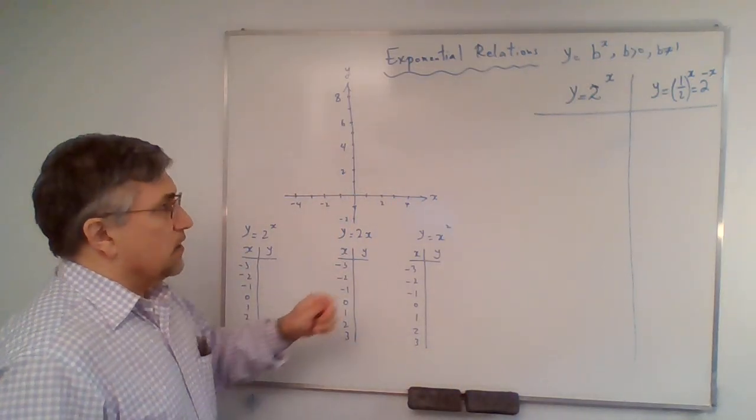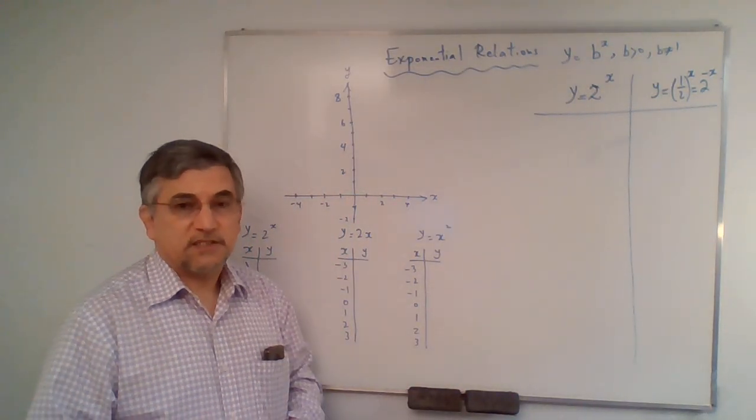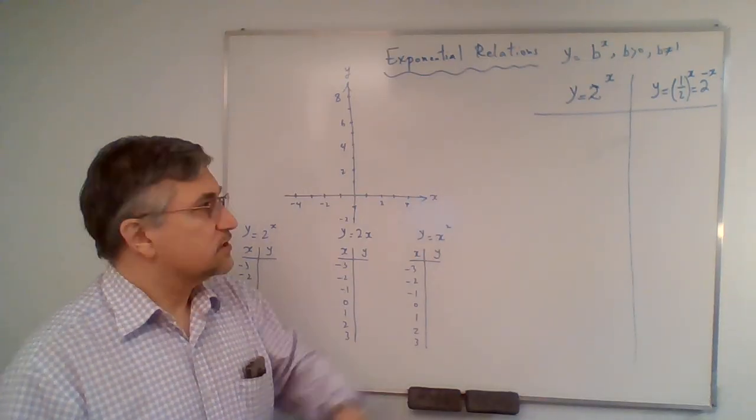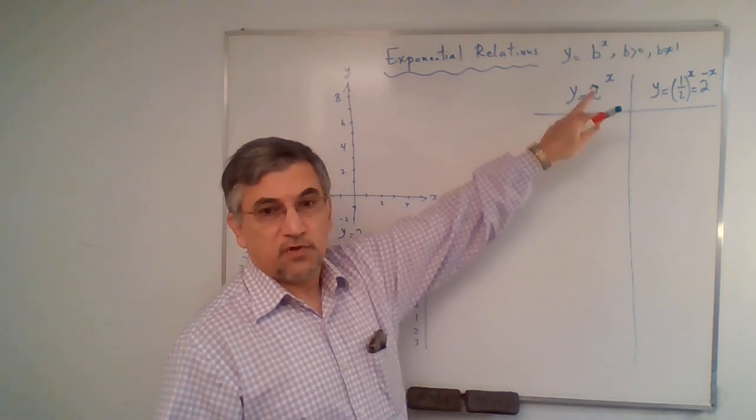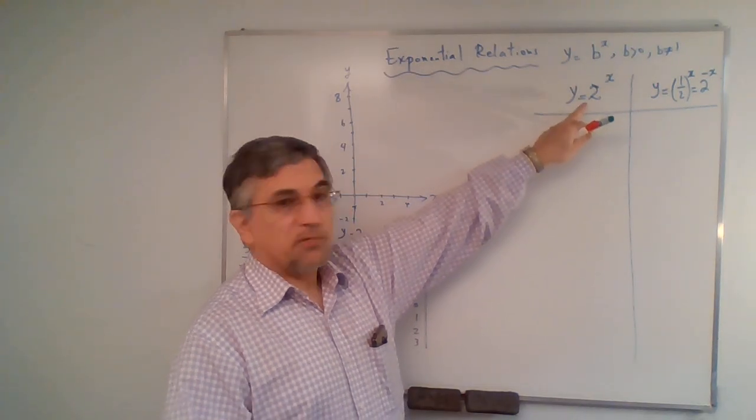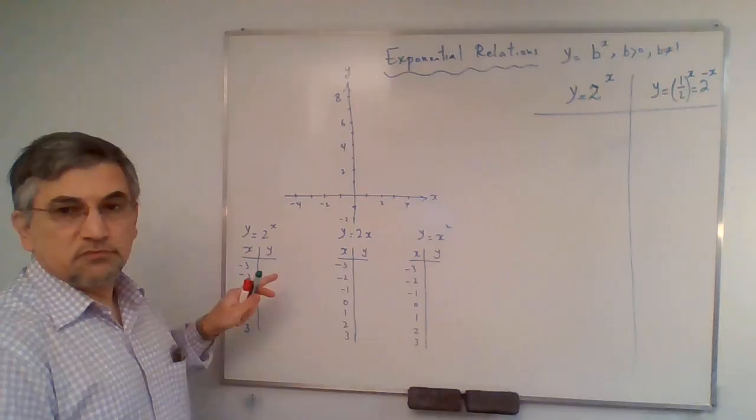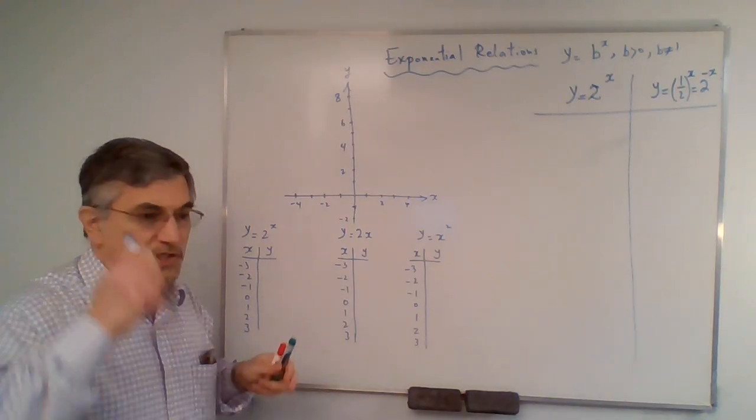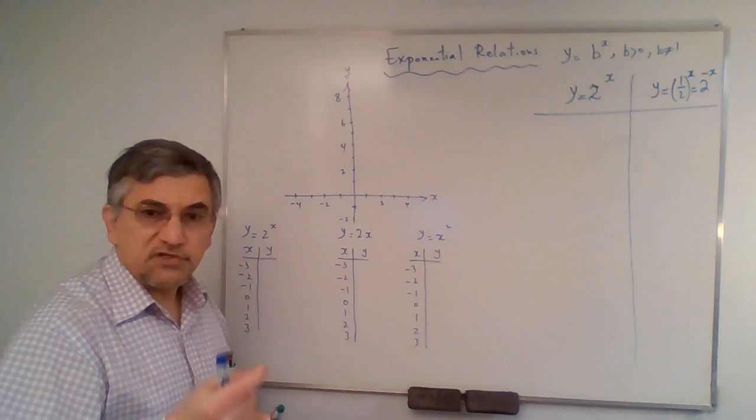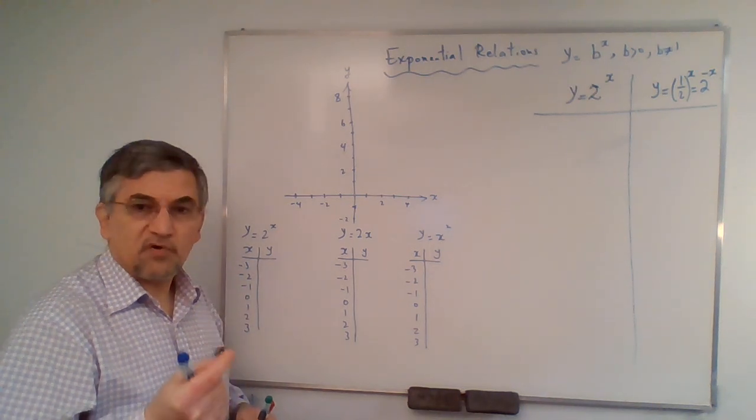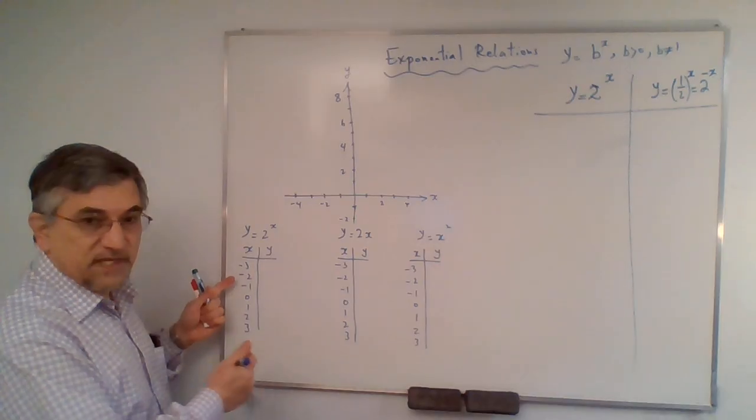The simplest, most basic exponential relation is the one defined by y equals 2 to the exponent of x. The base is 2, the exponent is the variable x. And we always start with a table of values. We did this in grade 9 when we were graphing linear relations. In grade 10, we graphed parabolas, quadratic relations. We always started with a table of values. So we do the same thing here.